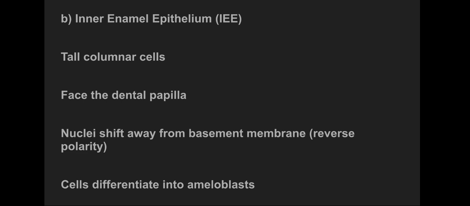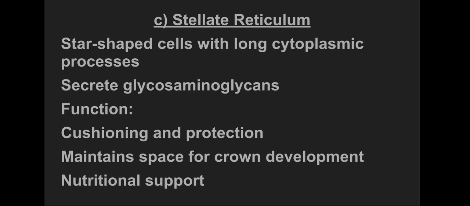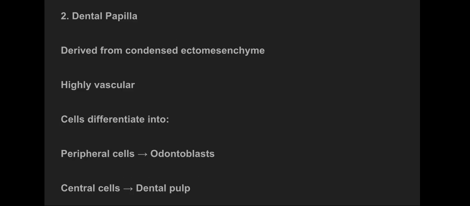Nuclei. Cells differentiate into ameloblasts. Next stage is stellate reticulum, star-shaped cells with long cytoplasmic processes. They secrete glycosaminoglycan. What are the functions? Protection, maintaining the shape of the crown, development, and nutritional support.